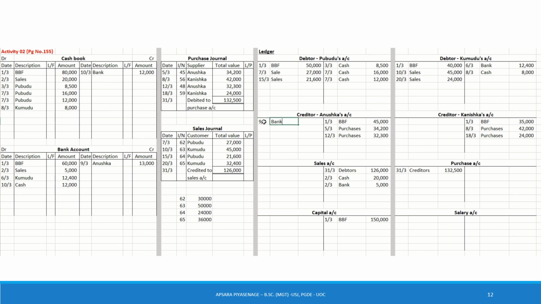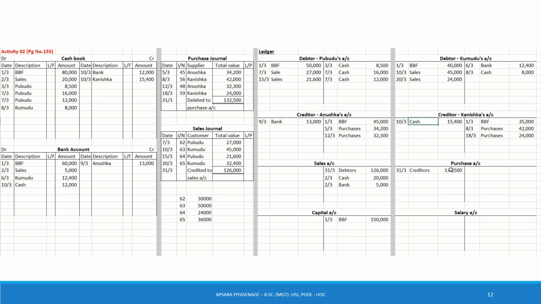Here we write bank since we are issuing a check, 13,000. Then to Kanishka they have paid cash 15,400. 10th of March, to Kanishka 15,400. Kanishka's account should be debited with this 15,400. Date 10th of March. Here we write cash.